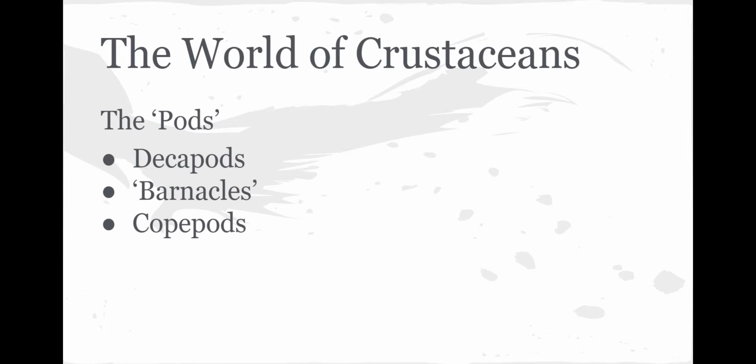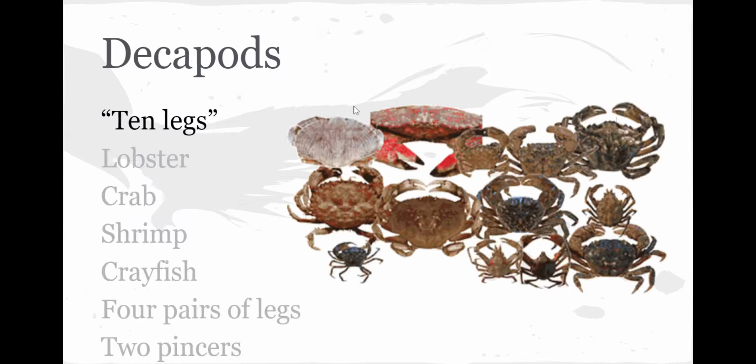Well, the crustaceans fall into a couple of different pods. The decapods, barnacles, and copepods, and I actually forgot to put isopods on here as well, so isopods fall into this category too. The pods word has to do with legs or feet, so we'll see that they all have 10 or so legs. Decapods means 10 legs. Deca is 10, pods is legs.